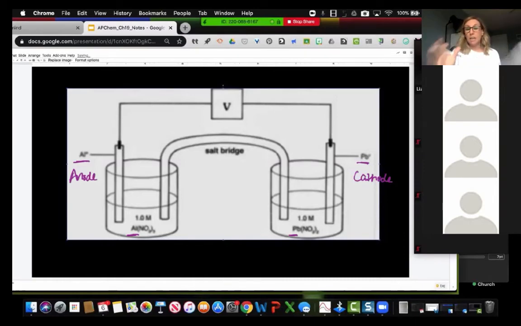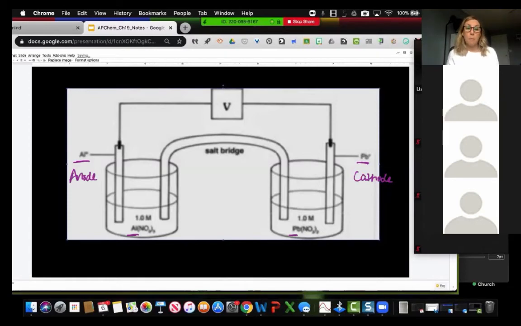So if it doesn't give you the overall equation, if it doesn't tell you which is which, then you're going to assign them so the E cell is positive. So whichever one is higher on your chart, that's going to be your cathode. The one closer to the bottom is going to be your anode. Okay, so that's your first step.